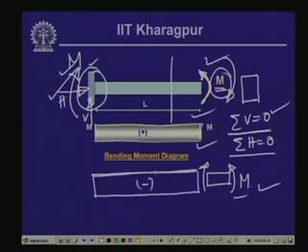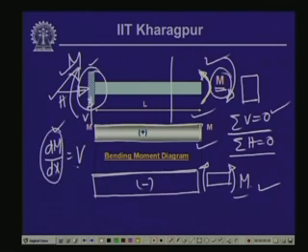Since the moment is constant everywhere, you can make out that the value of dM/dx, which is nothing but the shear force, equals 0 for a constant moment. Thereby the shear force equals 0, and hence the shear stress will be 0, because shear stress equals VQ by Ib, and since V is 0, the shear stress is going to be 0. So, this is the answer to the third question.